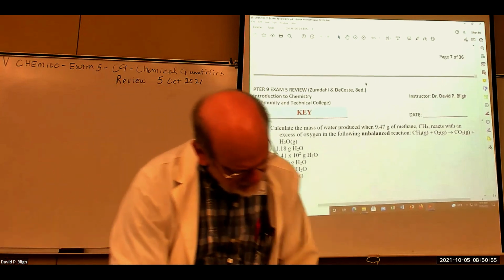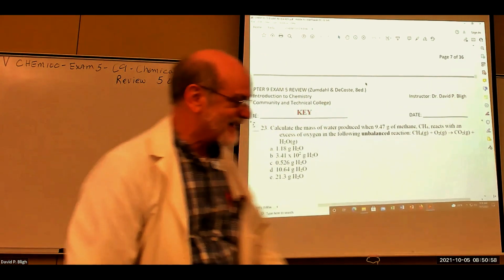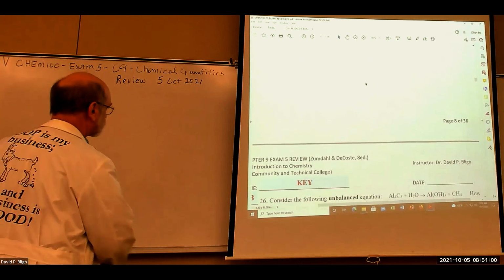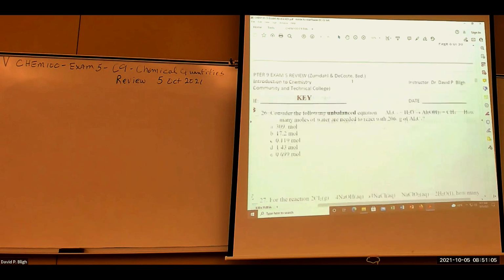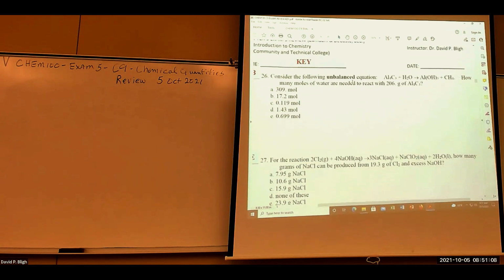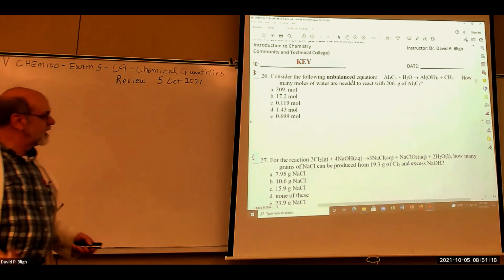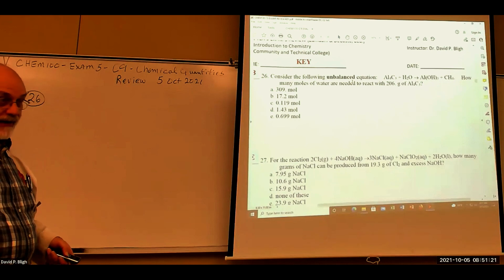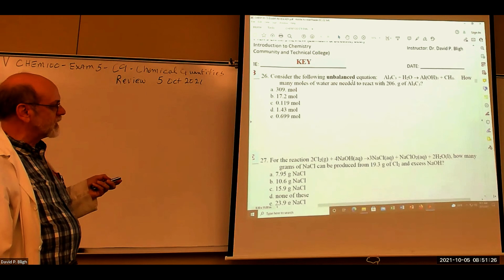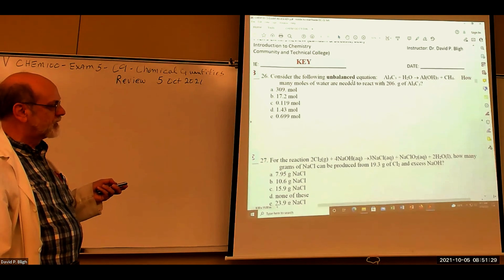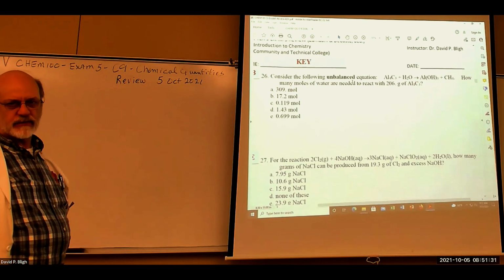All right, let's skip down to 26. Gotta scroll that one. There we go. Consider the unbalanced equation. We have to balance this equation. How many moles of water are needed to react with 206 grams of aluminum carbide?